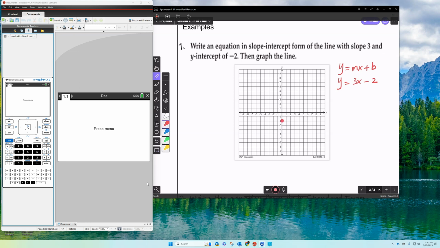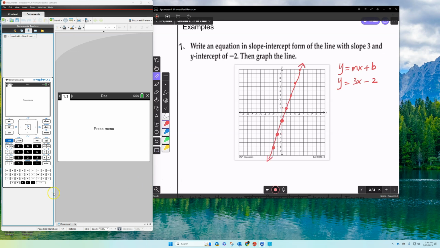And the slope is 3, so we're going to go up 3, over 1, repeating this in both directions, and down 3, over 1. And then you're going to connect the points.